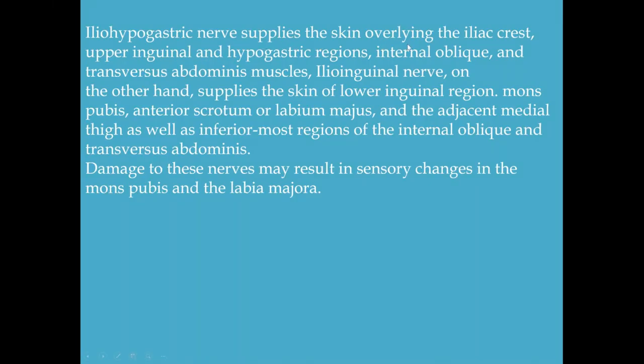The iliohypogastric nerve supplies the skin overlying the iliac crest and the upper inguinal and hypogastric region, and the internal oblique and transversus abdominis muscles. The ilioinguinal nerve, on the other hand, supplies the skin of the lower inguinal region, mons pubis, anterior scrotum or labia majora, and the adjacent medial thigh, as well as the inferior-most region of the internal oblique and transversus abdominis. So damage to this nerve may result in sensory change in the mons pubis and labia majora.